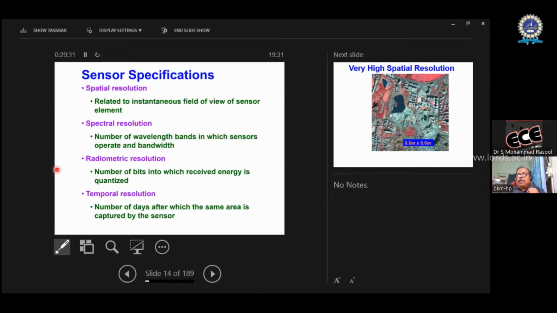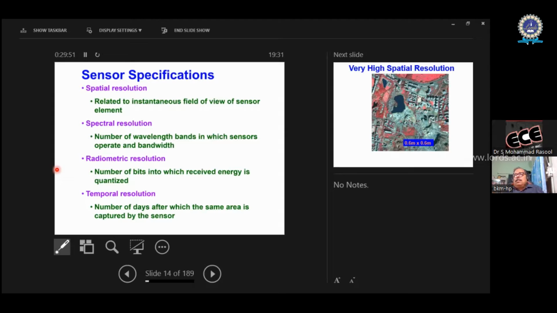Like any other equipment or data, remote sensing data also have specifications. So what is the resolution of the data? How fine an area on the ground can be seen by the sensor elements?